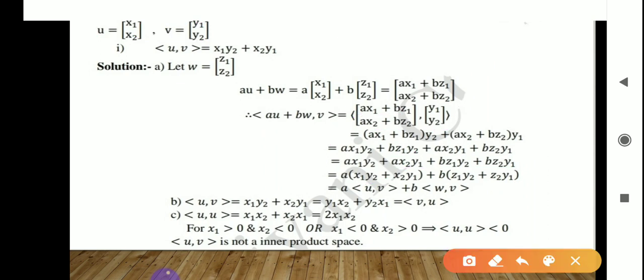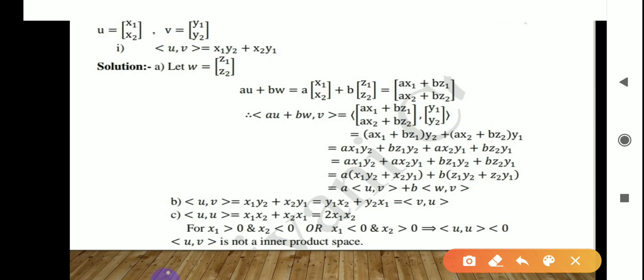This x1 y2 plus x2 y1 is the inner product of u, v, so we can write a times the inner product of u, v plus z1 y2 plus z2 y1, which is the inner product of w, v, plus b times the inner product of w, v. Okay, so the linearity property is satisfied here.